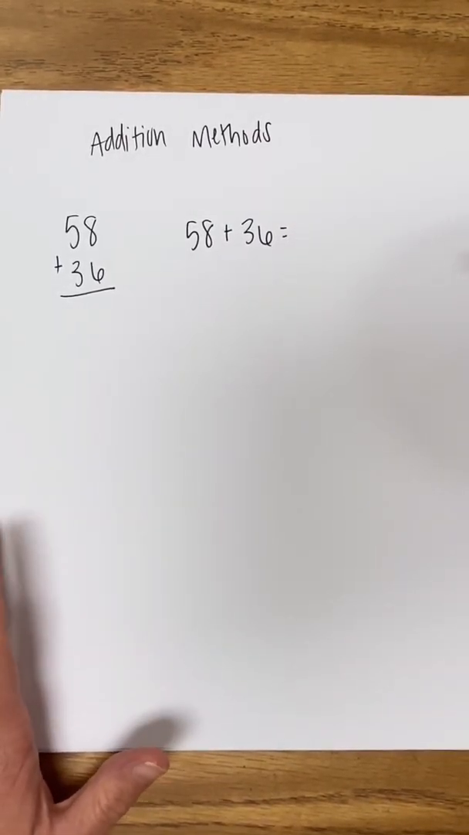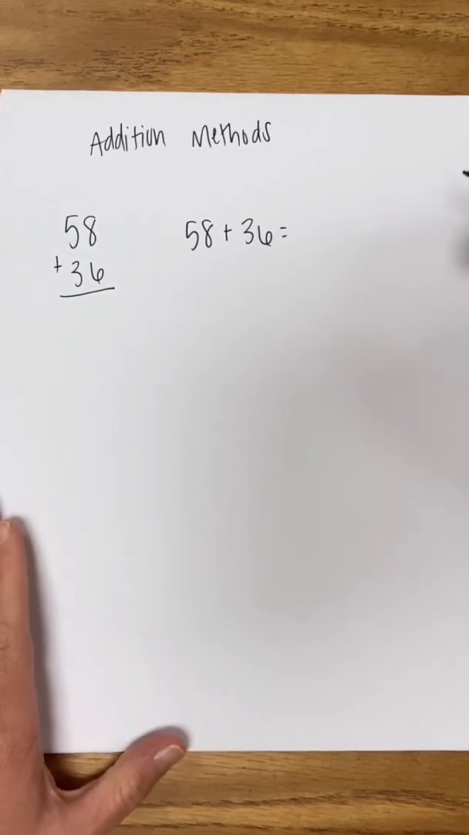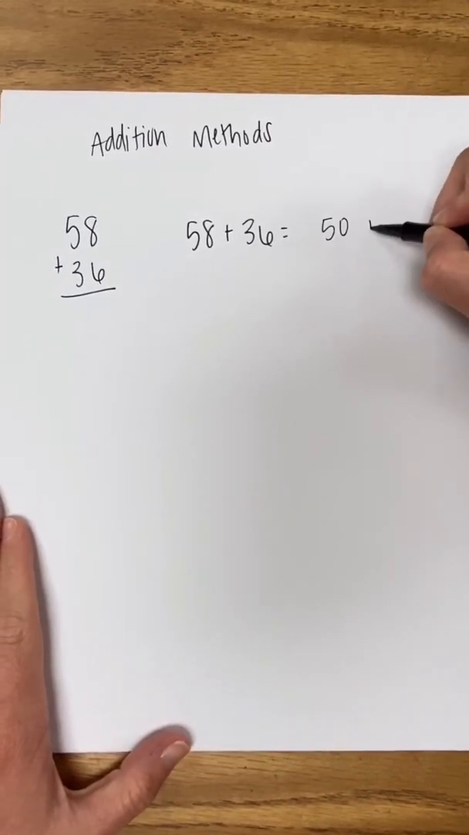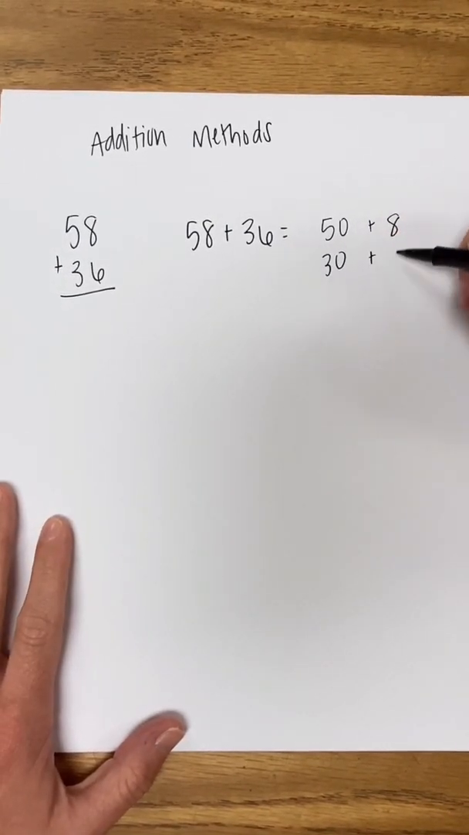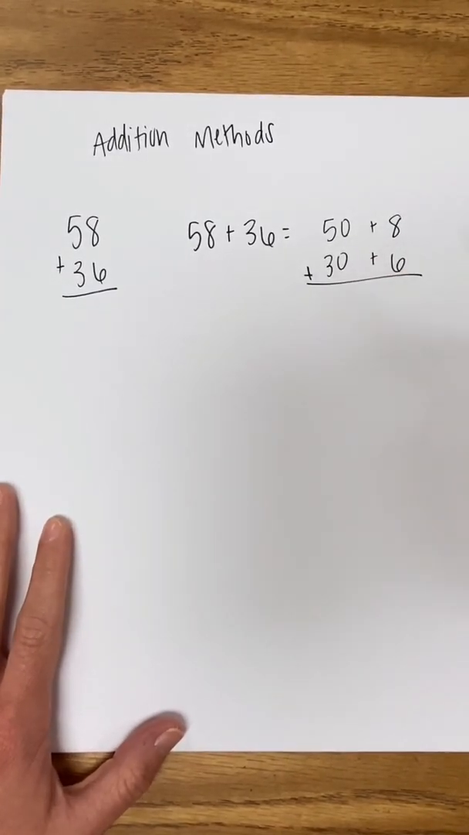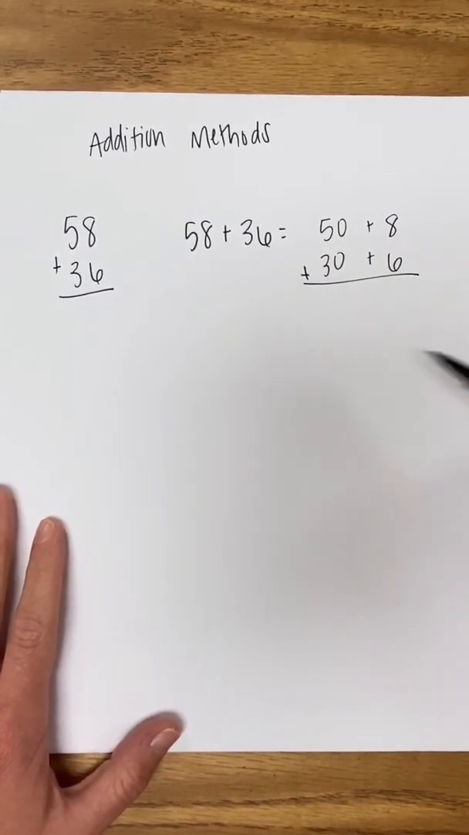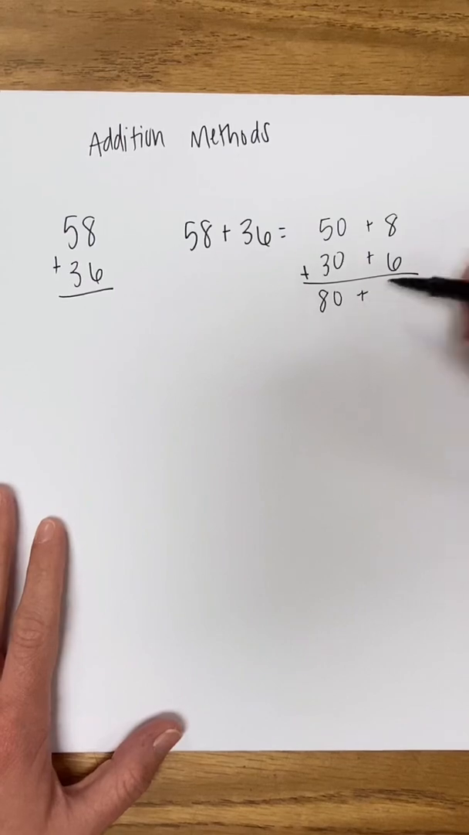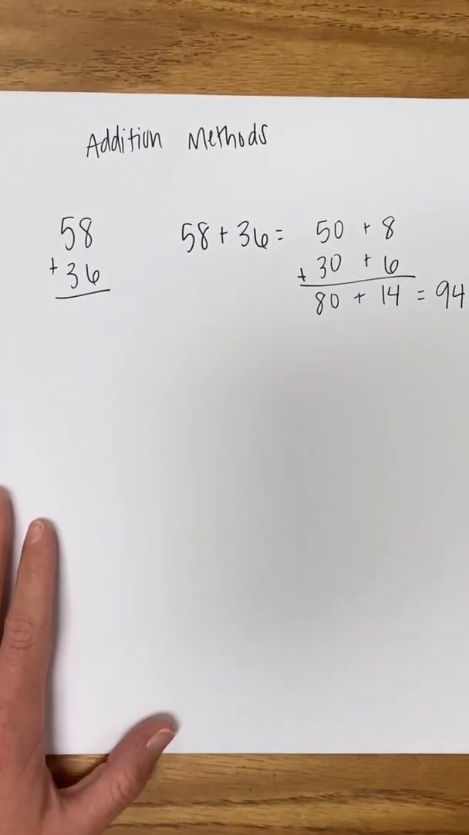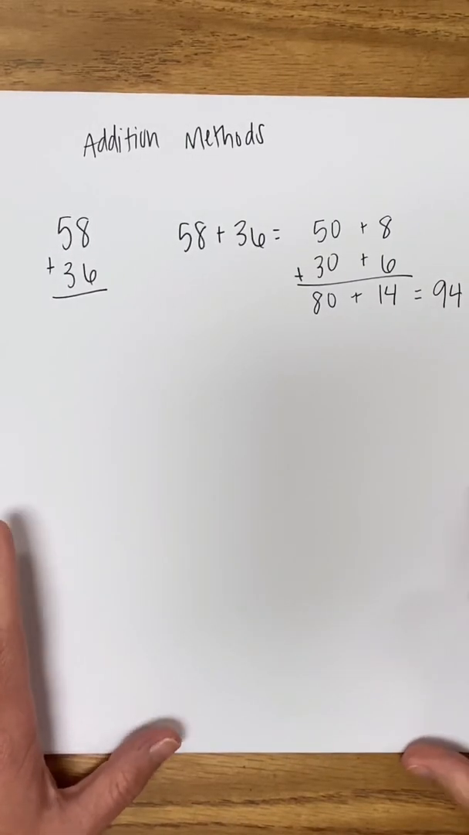Okay, so let's start with expanded form as a method. For expanded form, students would write the value of each digit in the addends. So 50 plus 8 is 58, and 30 plus 6 is 36. And then at this point, they can either move from left to right to solve or from right to left, whatever they're most comfortable with. So 50 plus 30 is 80, and 8 plus 6 is 14. And then from here, they would solve 80 plus 14 is 94. So this is called expanded form, and this basically just shows them the value of the digits in their addends, so they understand that place value.